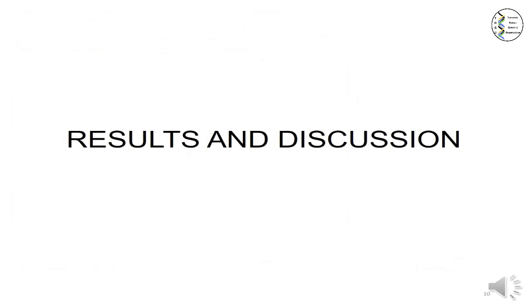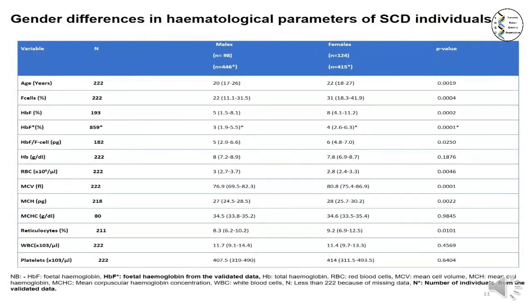Looking at our findings, we looked at the gender differences in hematological parameters of the study participants, and we observed a statistically significant difference between males and females in all of the red cell indices except for hemoglobin and MCHC. We also found no statistically significant difference in the white blood cell count as well as the platelet counts.